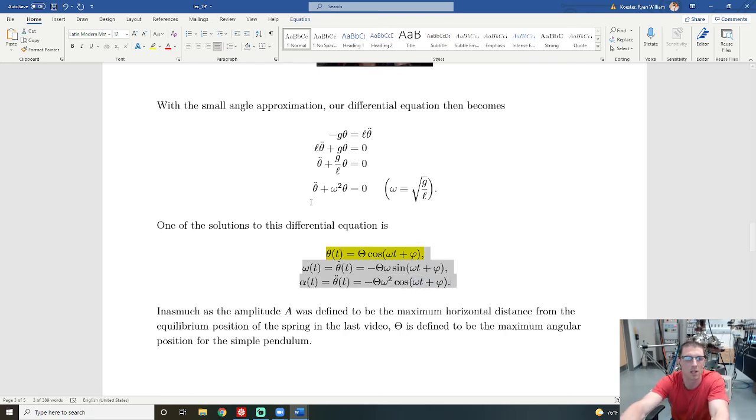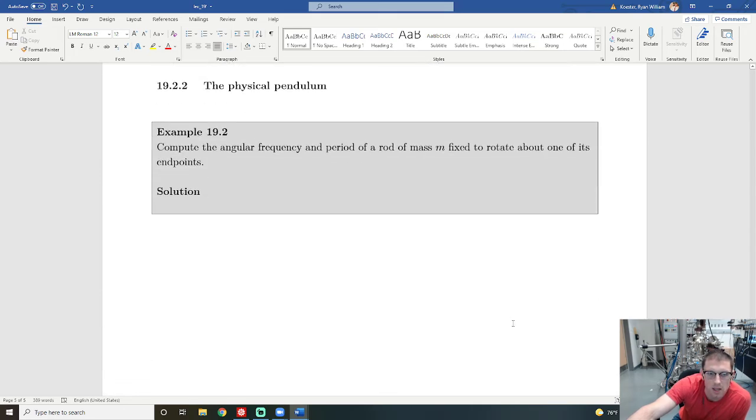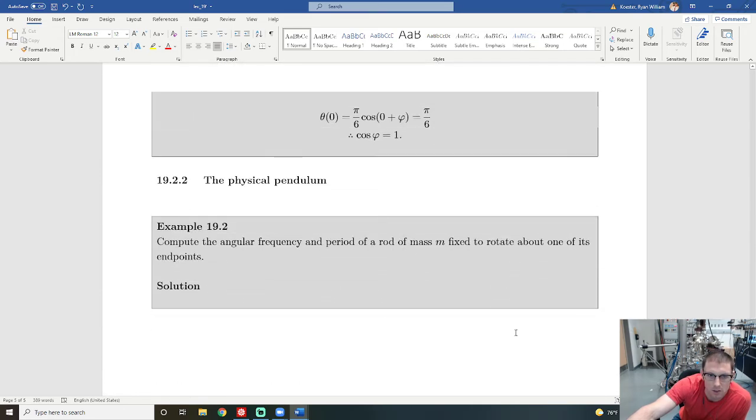So I said I wasn't going to do the derivatives for you, but I just did, so there you go. Because I wanted to make sure that we come up with all the equations for the angular motion here. And now we have them. Okay, so then, let's move on to the physical pendulum. This will be the last thing we talk about here.